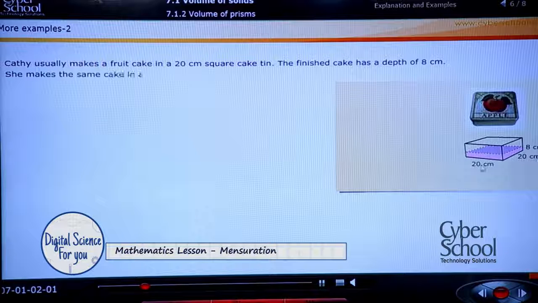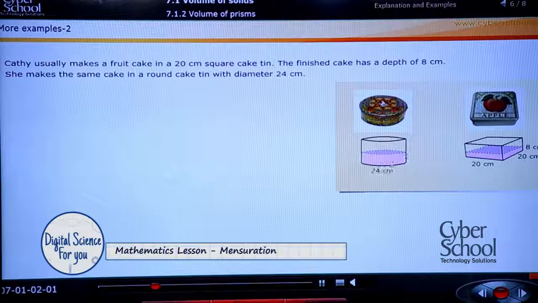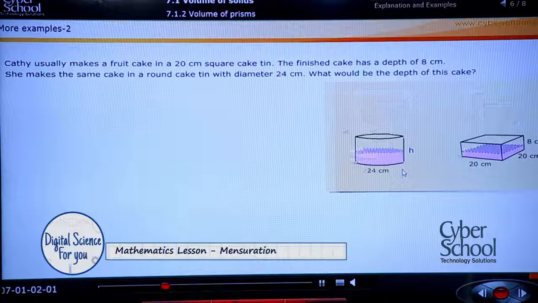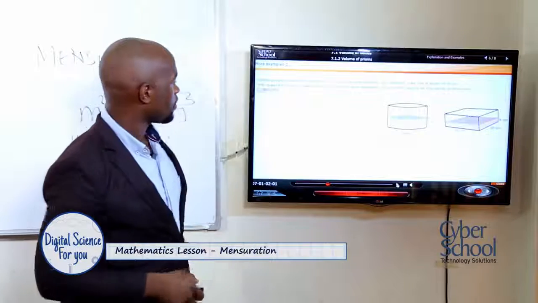Kathy usually makes a fruit cake in a 20 centimeter square cake tin. The finished cake has a depth of 8 centimeters. She makes the same cake in a round cake tin with a diameter of 24 centimeters. What would be the depth of this cake? Let's pause here.